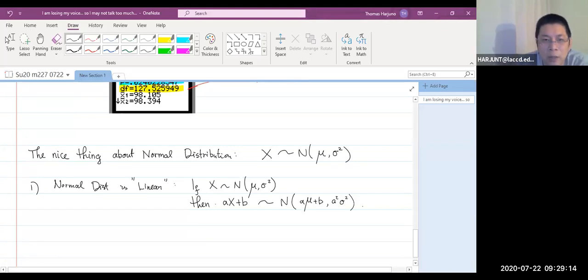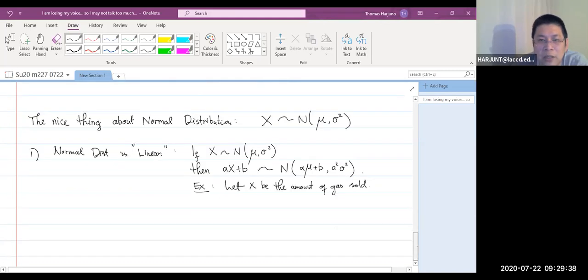Okay, think about this. Let's say, for example, let X be the amount of gas sold through a gas station. Okay, and we say the mean on average is, let's say, 10,000 gallons with standard deviation, let's say, 200 gallons.